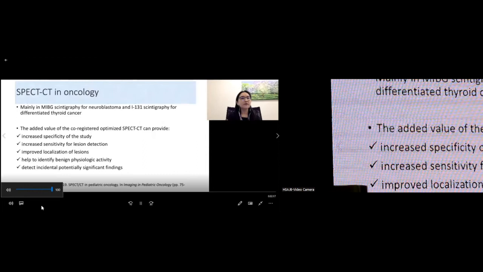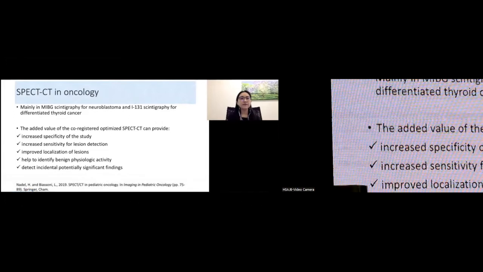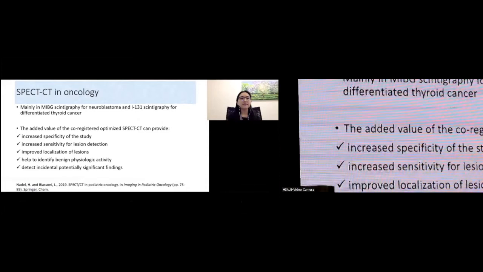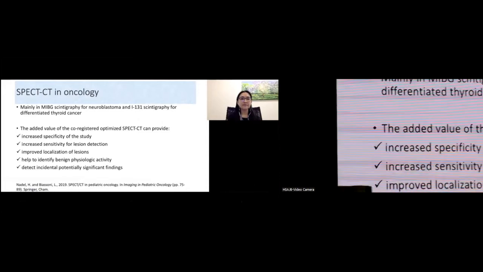SPECT-CT in oncology mainly focuses on MIBG scintigraphy for neuroblastoma and iodine-131 or iodine-123 scintigraphy for differentiated thyroid cancer. The added value of the co-registered optimized SPECT-CT can provide increased specificity of the study, increased sensitivity for lesion detection, improved localization of lesions, help to identify benign physiologic activity, and detect incidental, potentially significant findings.